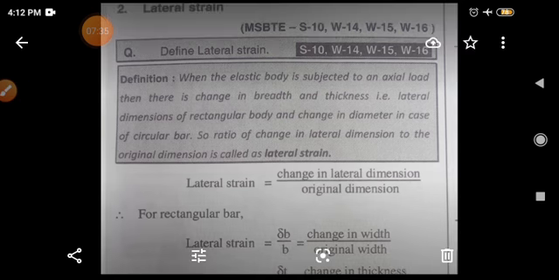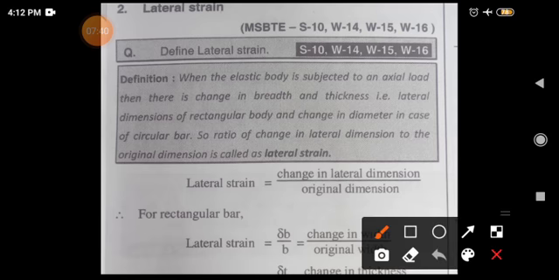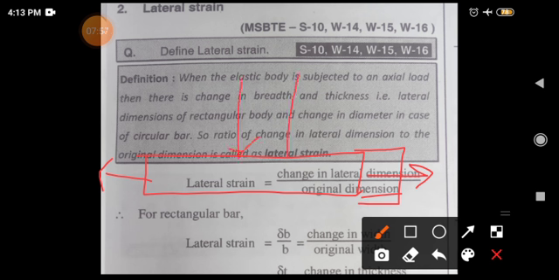Okay, I am repeating again that if axial load is applied to the body, then its elongation will occur in the longitudinal direction. But one more thing will happen, the body will get compressed laterally. That means its thickness or width will decrease. That is what is called lateral strain. Okay, let's see the definition further.